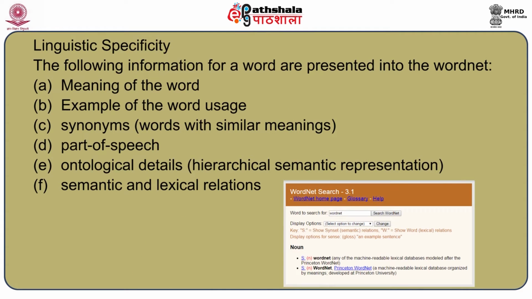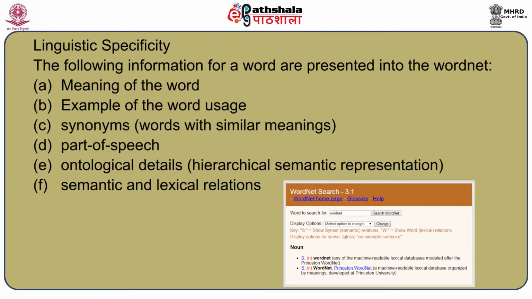Apart from the grammatical category, for each sense, the following information for a word is also presented in the WordNet: meaning of the word, example of the word usage, synonyms, words with similar meanings, parts of speech of the word, ontological details, hierarchical semantic representation, semantic and lexical relations. The present WordNet supports 4 grammatical categories, namely noun, verb, adjective and adverb.